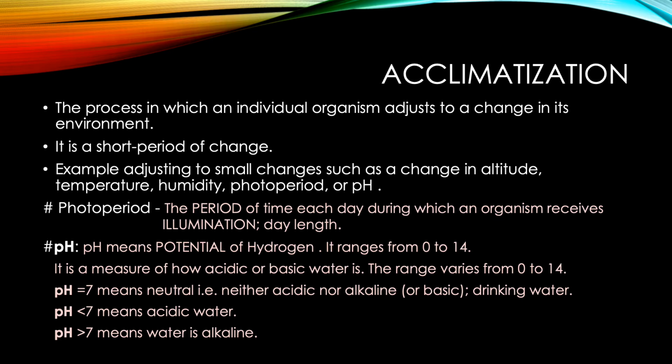Day length. pH. pH means potential of hydrogen. It ranges from 0 to 14. It is a measure of how acidic or basic water is. The range varies from 0 to 14. pH equal to 7 means neutral, that is neither acidic nor alkaline, mainly drinking water. pH less than 7 means acidic water. pH greater than 7 means alkaline.